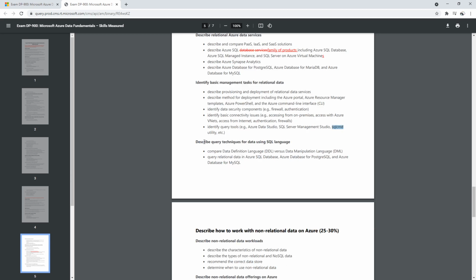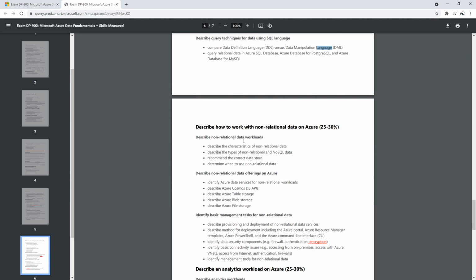Describe query techniques for using SQL. So compare DDL with DML. There's actually a lot more types of data language for SQL. So we do them all just because it's the proper way to do it, but they only care about these two. Query relational data in SQL Database, Postgres, Azure Database for MySQL.